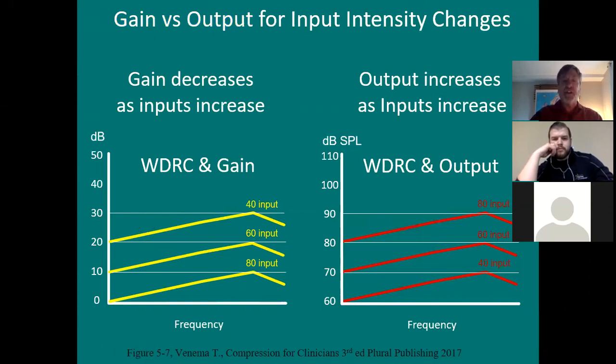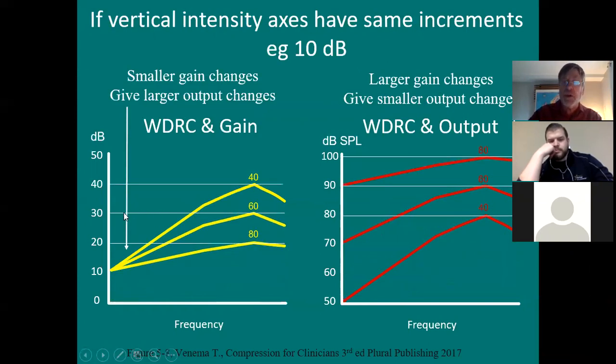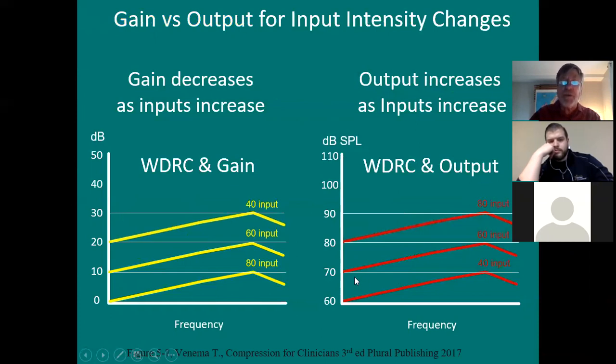When we're looking at stuff like this, moving from gain to output, when you're looking at gain, the softest input receives the greatest gain. When you're looking at output, the softest input gives you the bottom output. So it's exactly backwards in reading this one from reading that one. For a 40 decibel input, 30 dB of gain is going to give you a 70 dB output. A 60 dB input, 20 dB of gain, is going to give you an 80 decibel output. And similarly, an 80 dB input, giving only 10 decibels of gain, is going to give you a 90 dB output.